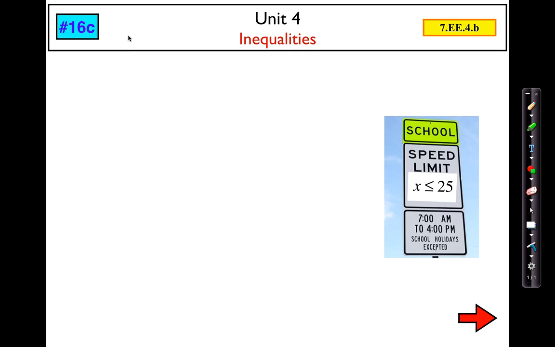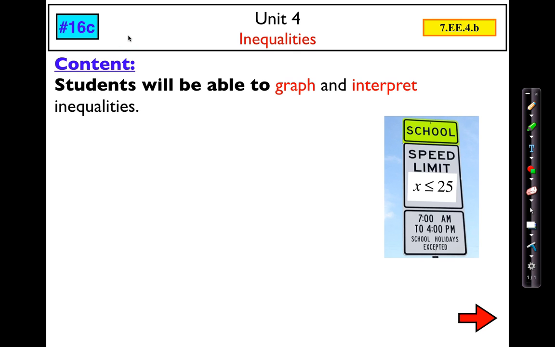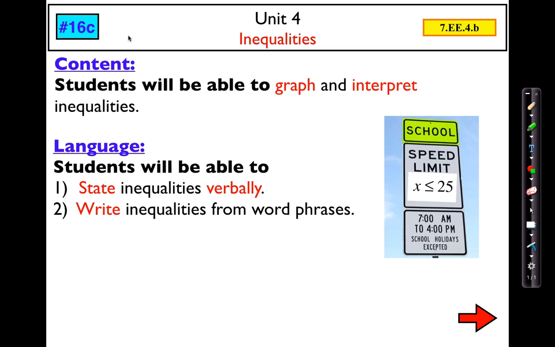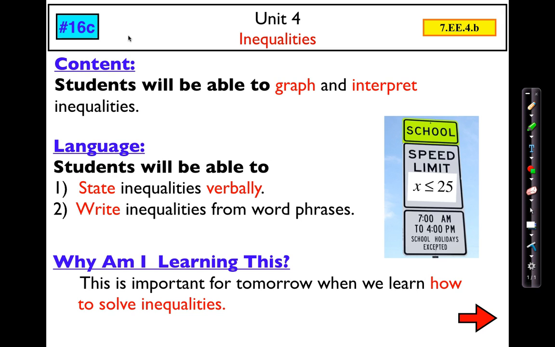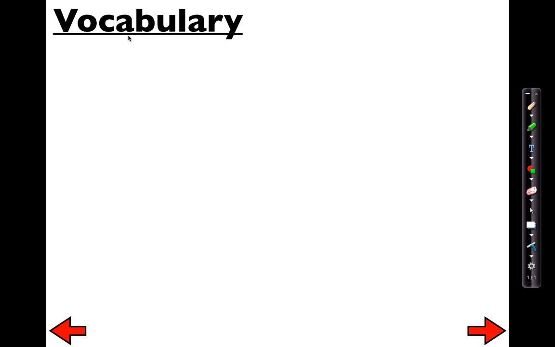Welcome back. Today we're going to be talking about inequalities. Our content objective is students will be able to graph and interpret inequalities. Language objective is students will be able to state inequalities verbally, basically meaning you can read them correctly. Two, write inequalities from word phrases. And why am I learning this? Well, it's important for tomorrow when we learn how to solve inequalities.